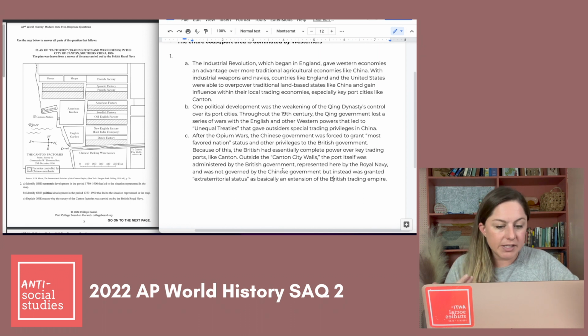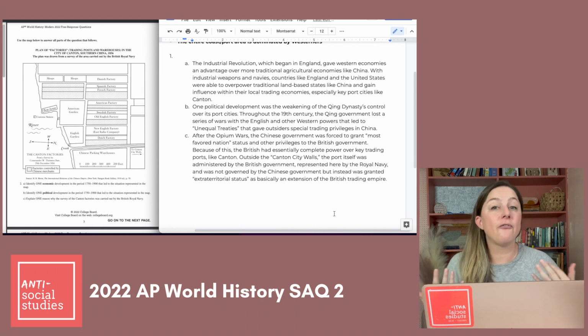So because of this, the British had essentially complete power over cities like Canton. Outside of Canton city walls, the port itself was administered by the government, represented by the Royal Navy. So good, I made sure to tie it back into the question, which is asking, why is the Royal Navy the one making this map? It was not governed by the Chinese government, but instead was an extension of the British trading empire. Okay, I feel fine about those.